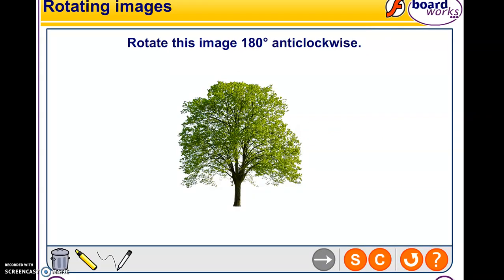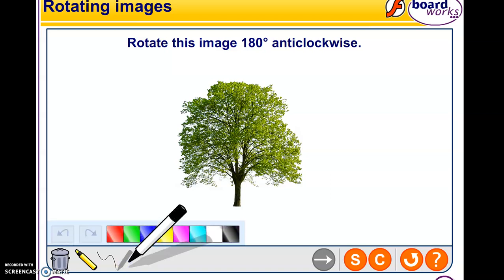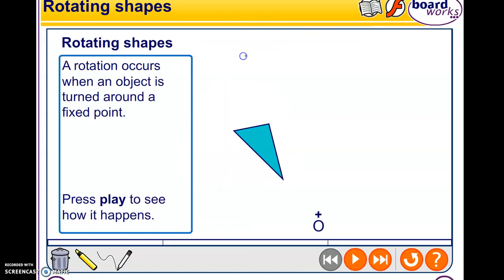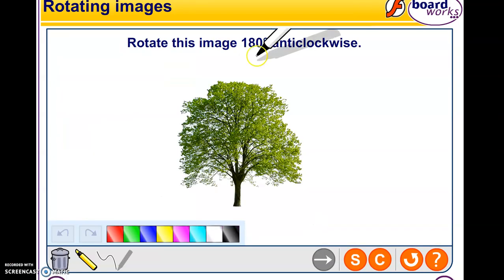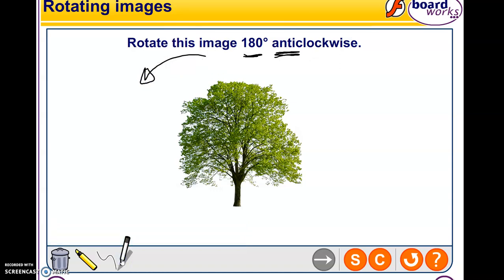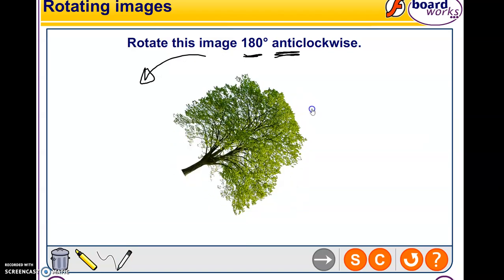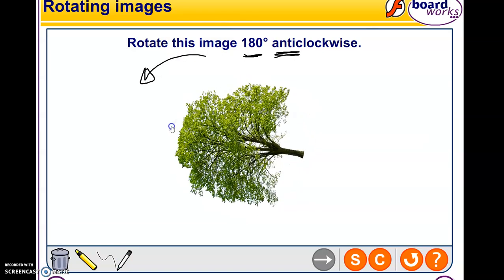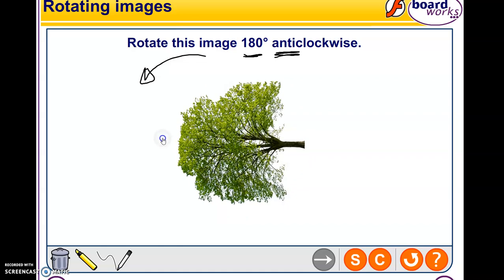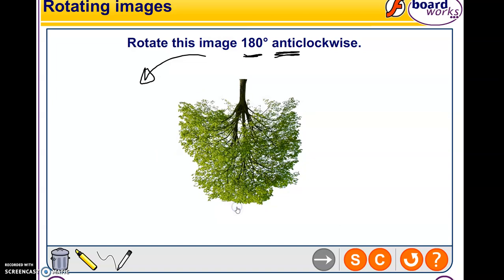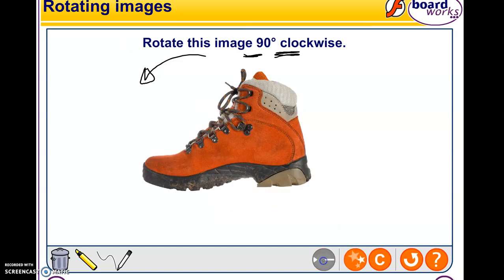First of all, I would like to explain how to rotate the tree image in front of you 180 degrees anti-clockwise. Anti-clockwise is the left hand side. Let's see how I can rotate the image anti-clockwise, left hand side, not right hand side. This is 90 degrees, which is a quarter turn, then a half turn, which is 180 degrees. So it will be like this. I hope you understand this.